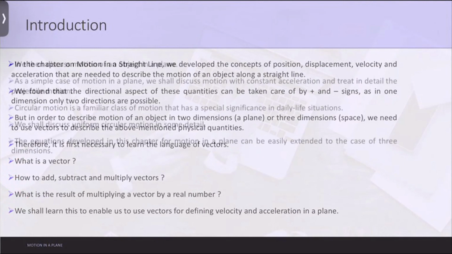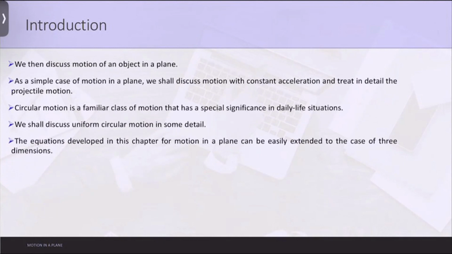Okay, fine. After this, we will discuss the motion of an object in a plane. As a simple case of motion in a plane, we shall discuss the motion with constant acceleration. If you remember correctly, in the chapter of motion in a straight line, we introduced three kinematics equations. Please remember, those kinematics equations are only valid if we take constant acceleration into effect. So a is always constant.